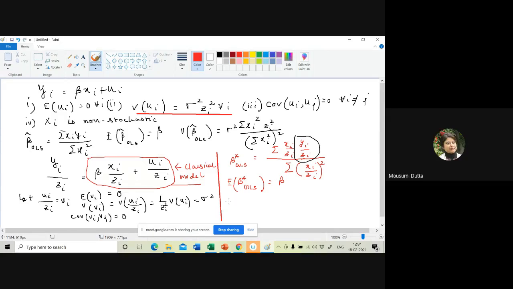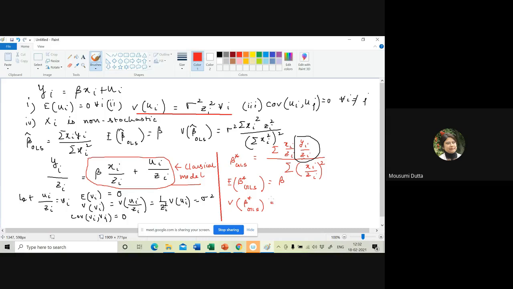Once you complete that, remember it is a classical model and you have to write the formula for the classical model. Only x has changed to x by z, y has changed to y by z. Can you repeat, ma'am? This is a classical model. The transformed model is a classical model.